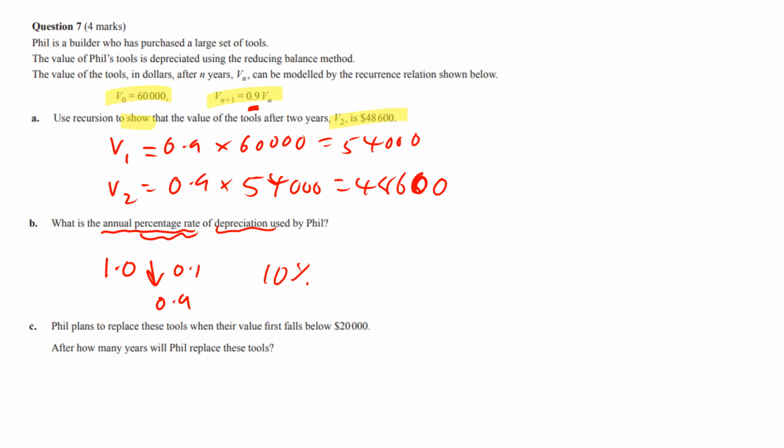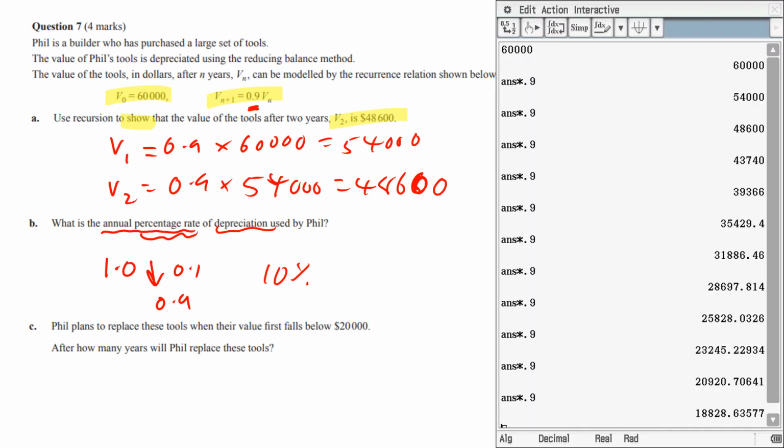All right, Phil plans to replace those tools when their value first falls below 20,000. After how many years will Phil replace those tools? I think the easiest way to do this is this way. So you just type 60,000 into your calculator and then hit execute. And then you start typing times 0.9 and the little ans thing comes up. And so you press enter.